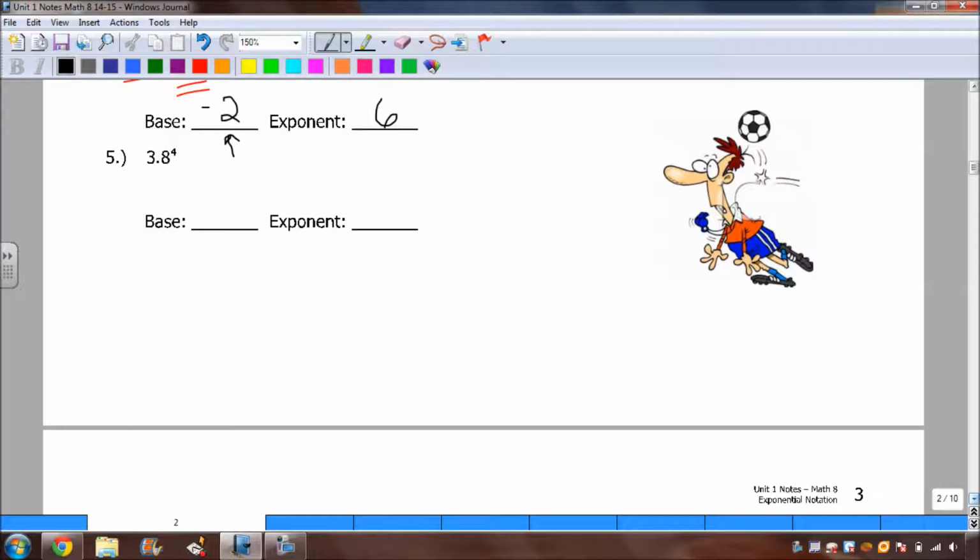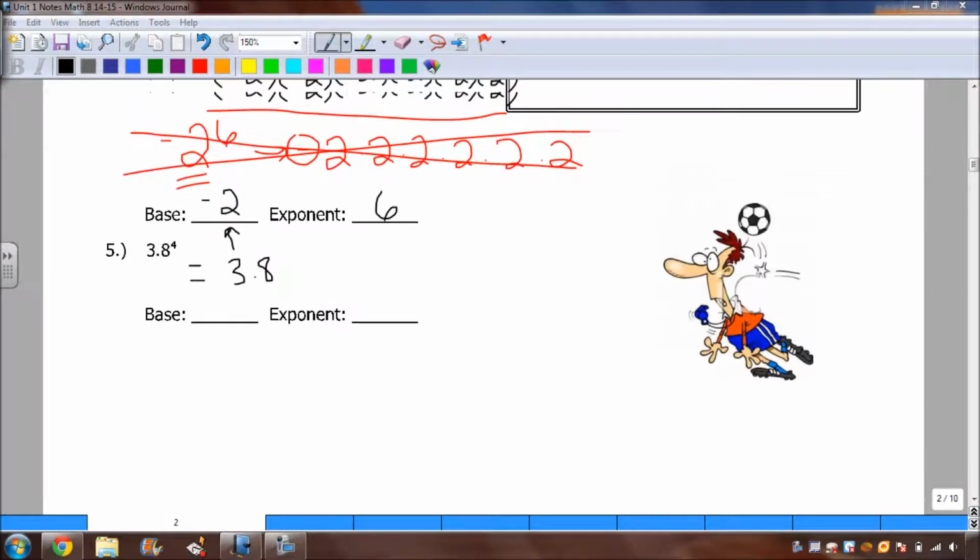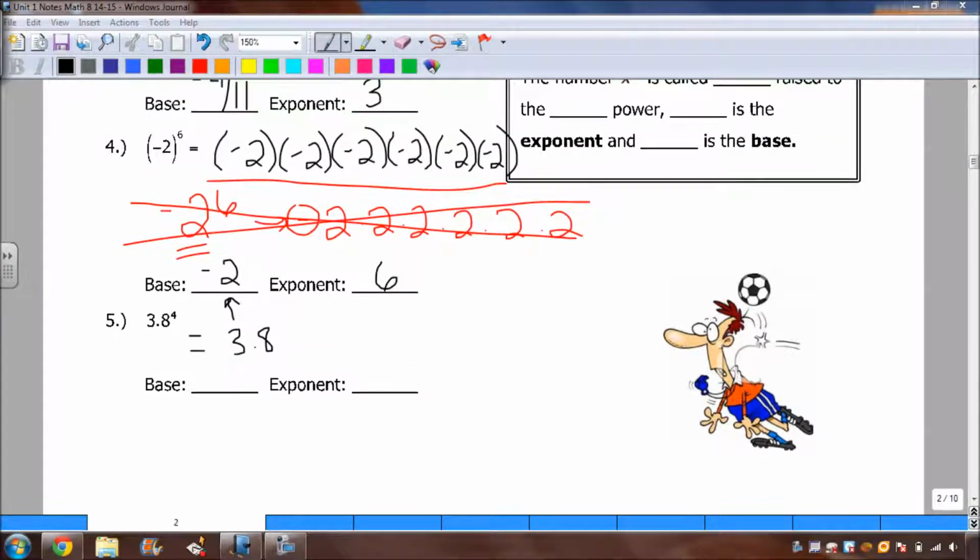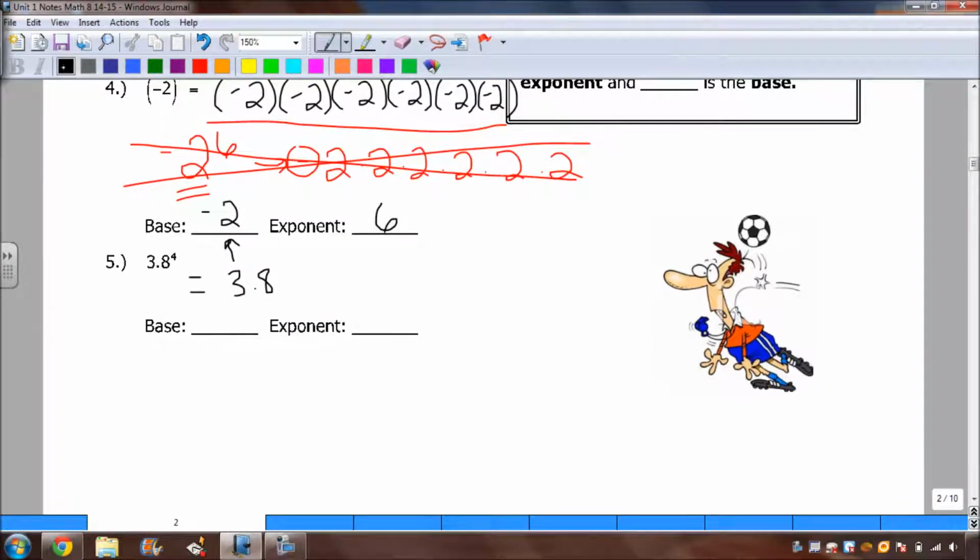All right, in number 5, you should get 3.8 multiplied by itself 4 times. By the way, you can't go wrong with too many parentheses. If you have extra parentheses, it's fine. You can go wrong with too little. Okay, so if you had parentheses here, great.